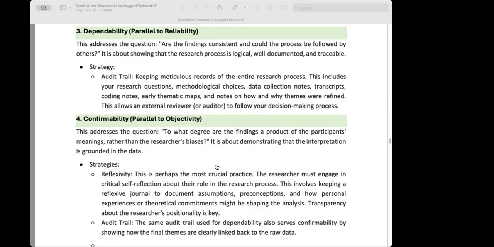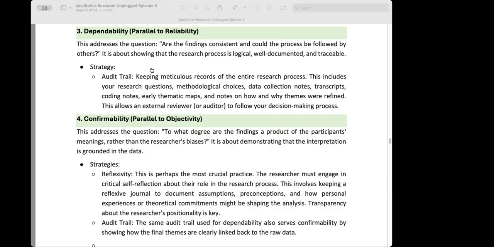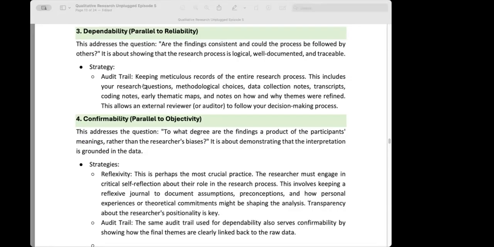This addresses the critical question: to what degree are the findings a product of the participants' meanings and experiences, rather than solely the researcher's biases, motivations, or perspectives? It's about demonstrating that your interpretation is truly grounded in the data itself, and not just a projection of your own assumptions, theoretical leanings, or personal experiences. It's about showing convincingly that your conclusions are derived from the data, not imposed upon it by you. Ensuring the findings reflect the data, not just the researcher.